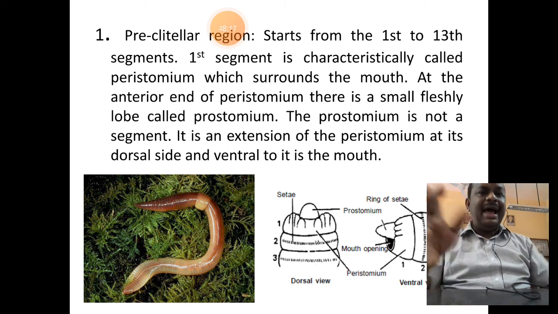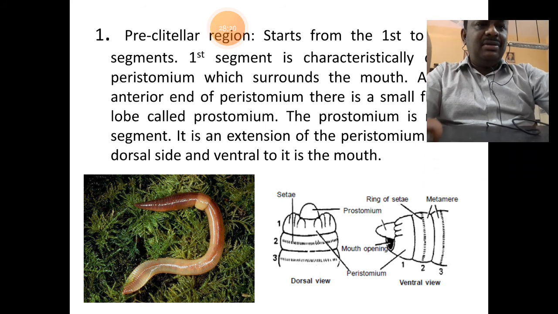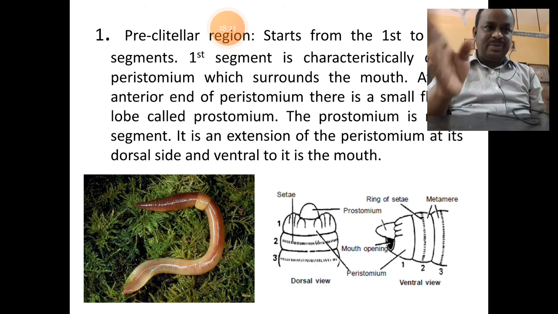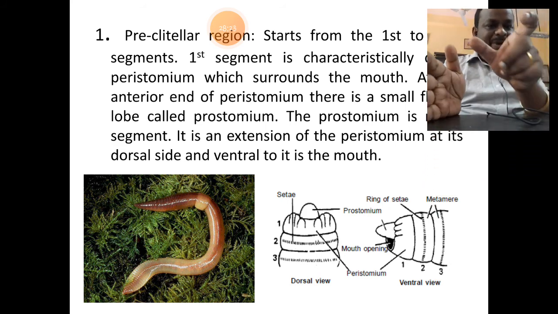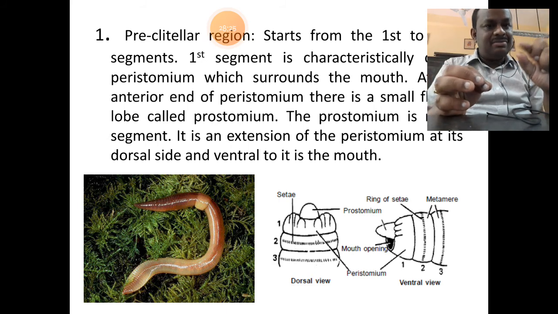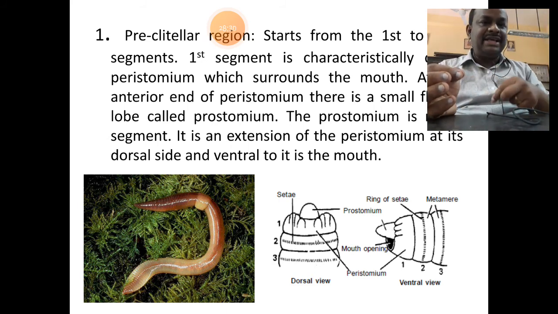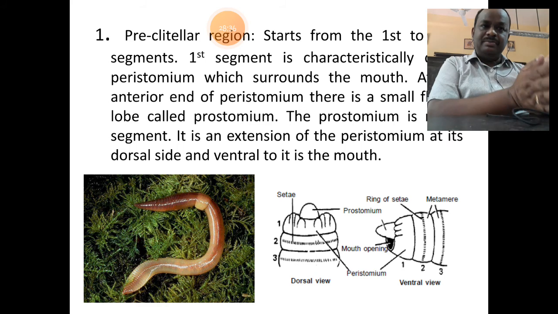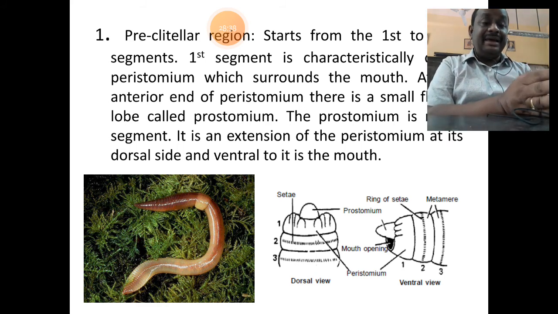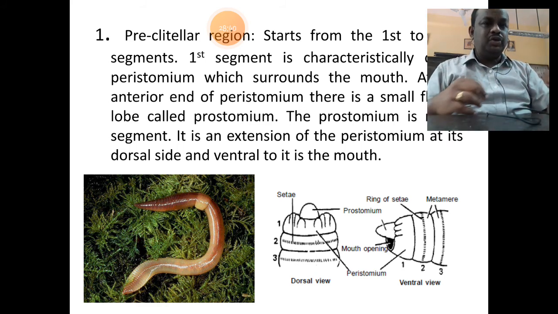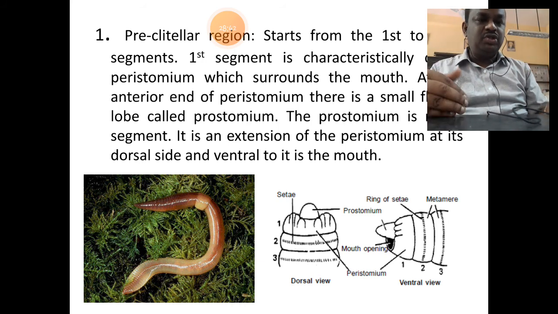Okay. And here you can see an earthworm towards the left side. The preclitellar region is very short, then the band-like structure of Clitellum, followed by a long segmental region of postclitellar region. Okay. And I think we have understood much about the anterior end of the earthworm, where you have peristomium, mouth, prostomium, etc.